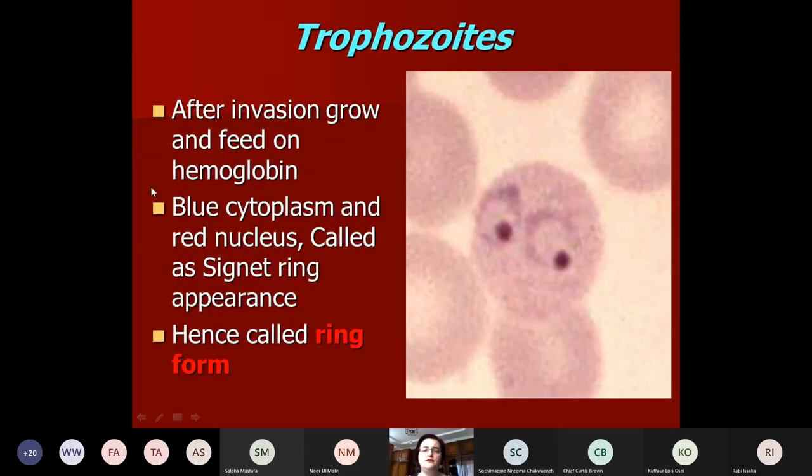Trophozoites. After invasion, they grow and feed on hemoglobin. Blue cytoplasm and red nucleus give a sign called ring appearance, hence called ring form. You will see such ring forms under the microscope.